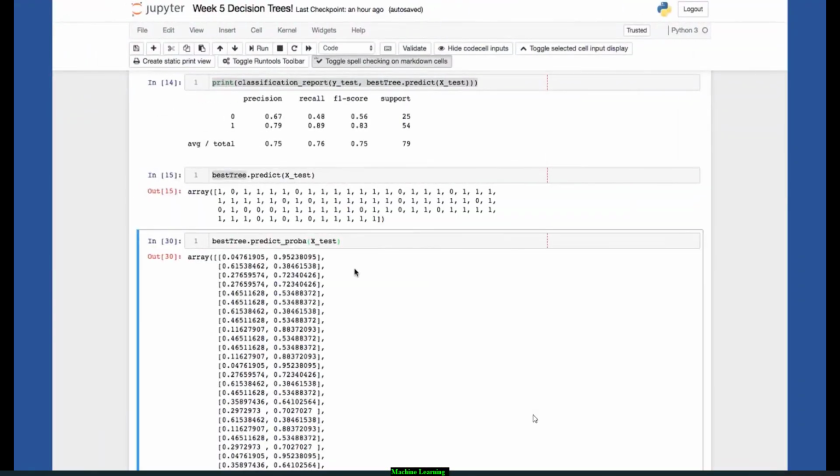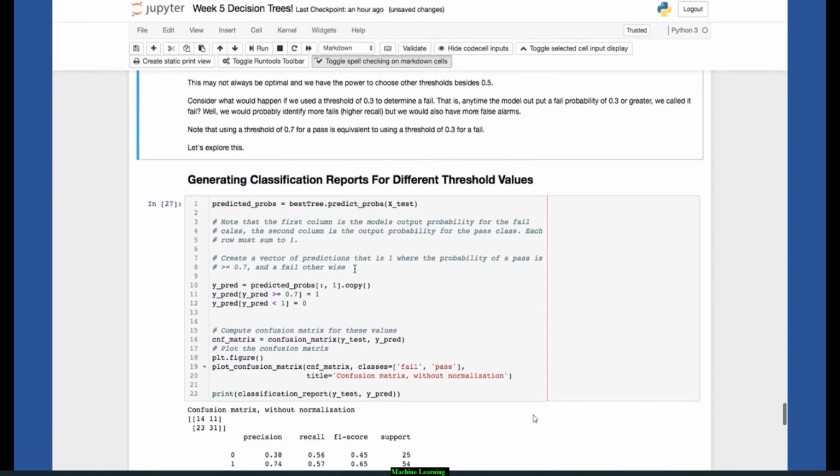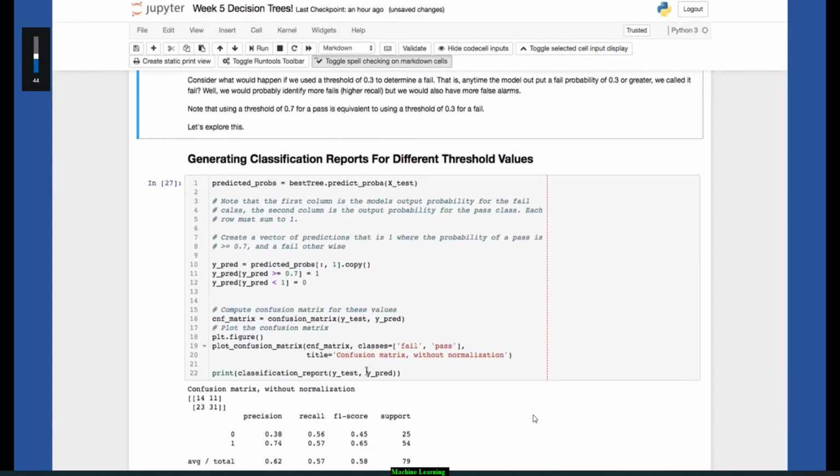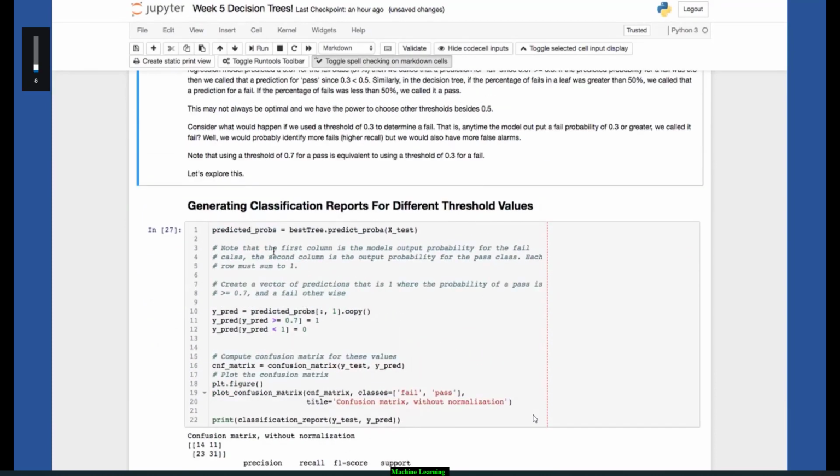All right. So in the next lecture, we will actually produce some classification reports and confusion matrices for different thresholds.